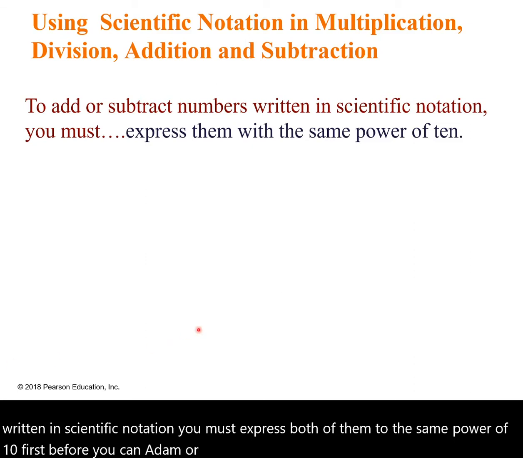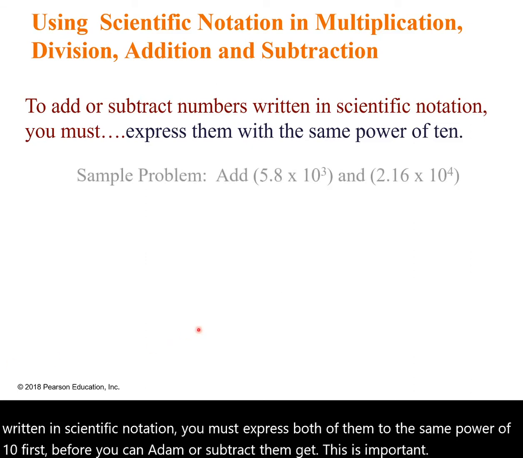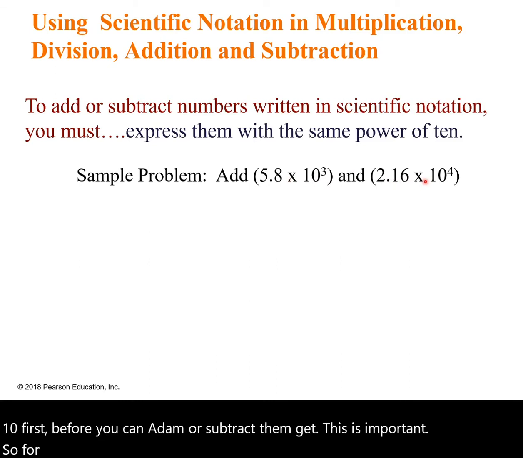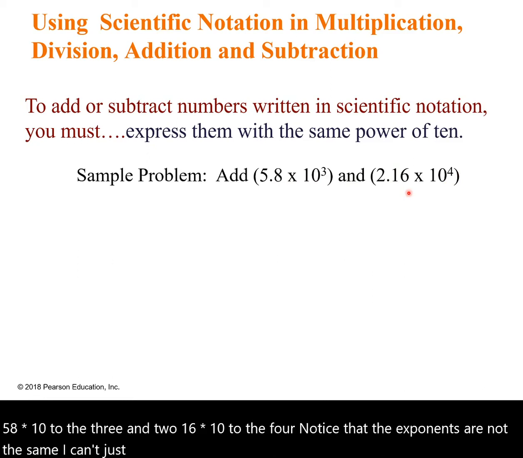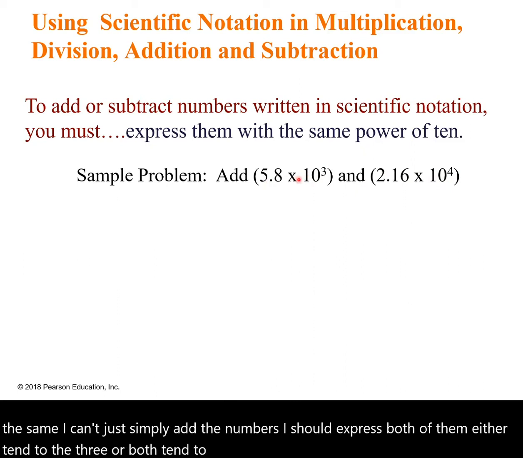Okay, this is important. So for example, I have these two numbers that I need to add, 5.8 times 10 to the 3 and 2.16 times 10 to the 4. Notice that the exponents are not the same. I can't just simply add the numbers. I should express both of them as either 10 to the 3 or both 10 to the 4. So let me do it both 10 to the 4.